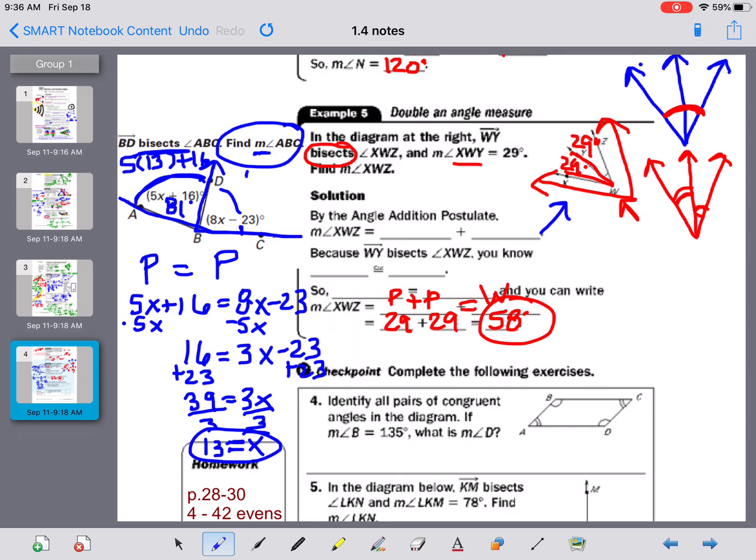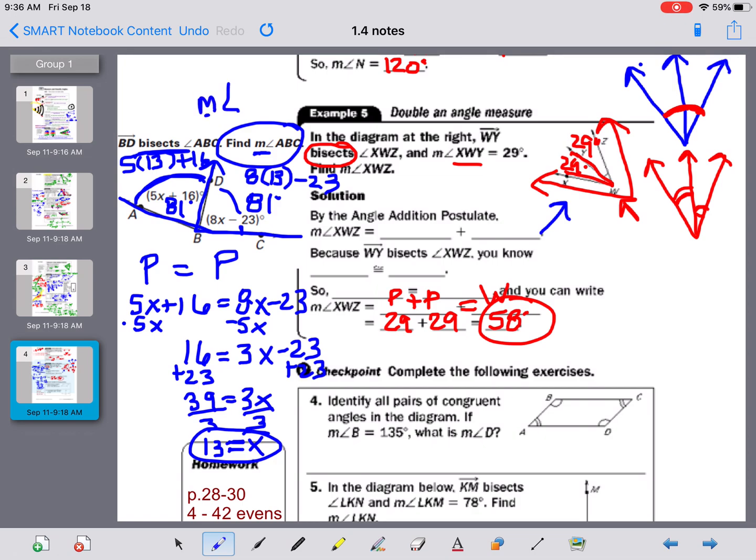Let's plug it in over here. 8 times 13 minus 23. So 8 times 13, that's 104, minus the 23 gives me 81. Should we get the same number? Definitely, because we bisected it. They should be exactly cut in half. But I still need to answer the last question, the measure of ABC.